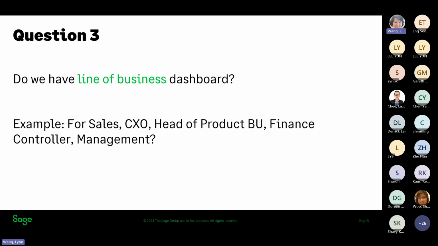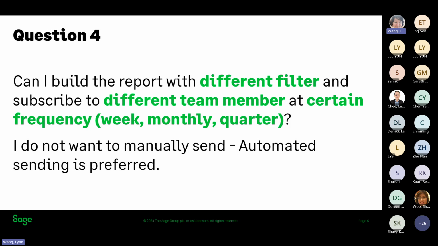Yeah, that sounds good. The next question is quite related to the previous question. It's down to the report as well. Can they build the report with different filters because they are managing different team members? They want to subscribe at a different frequency, whether it's weekly, monthly, quarterly, or even year end. And the user does not want to manually send. Is there any automated sending? Is it possible to build in here?